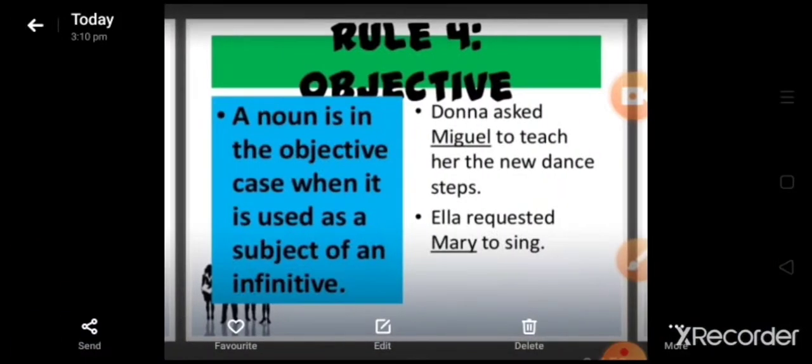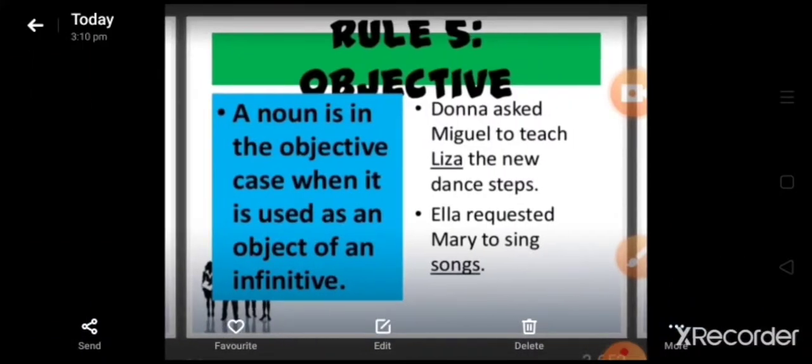Rule number four of the objective case: a noun is in the objective case when it is used as the subject of an infinitive. Donna asked Miguel to teach her the new dance steps. Ella requested Mary to sing. Here you can see it is used as the subject of an infinitive.